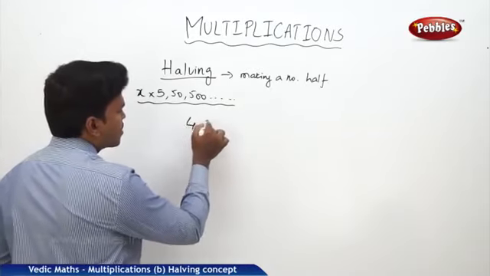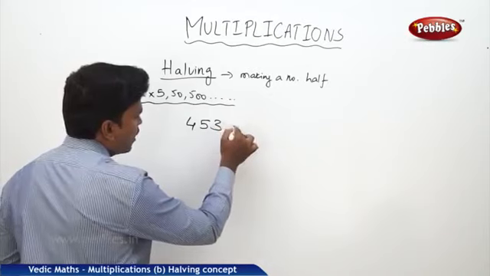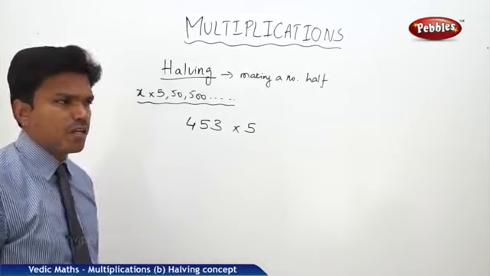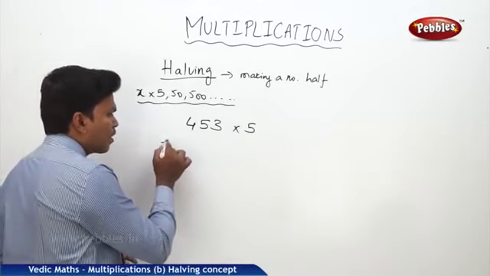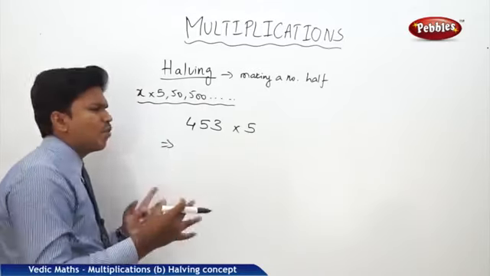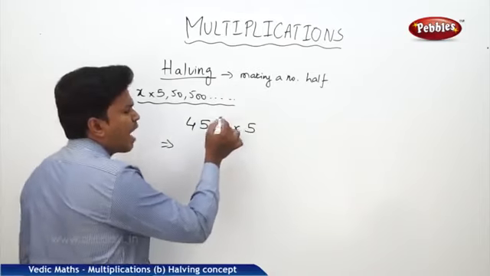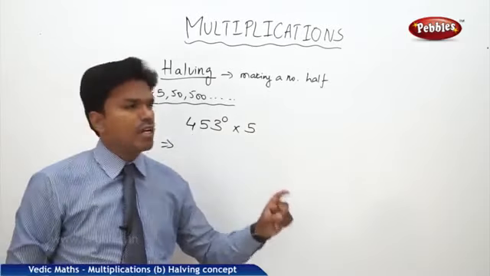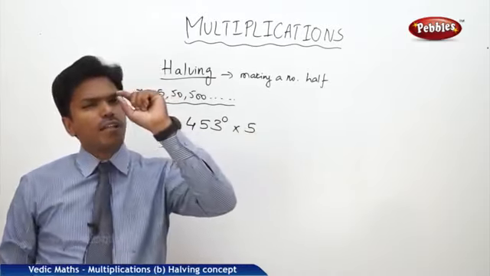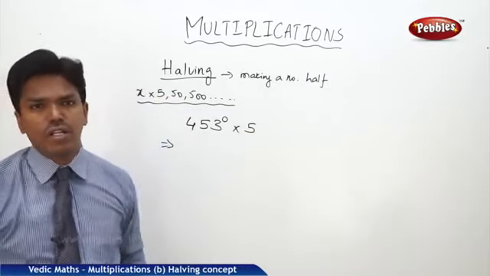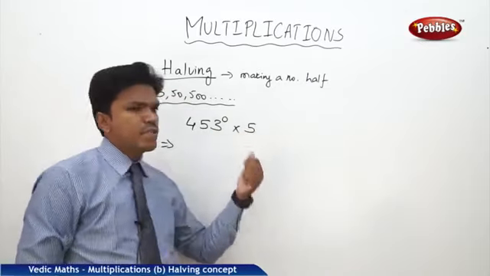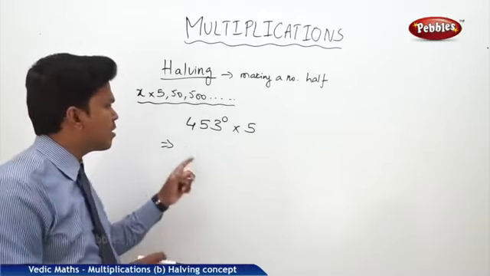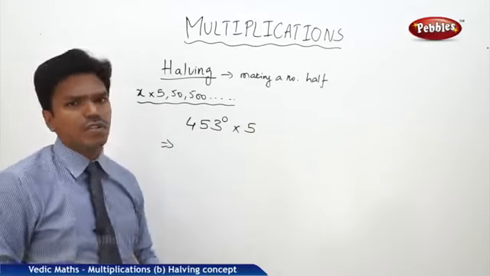I want to multiply 453 into 5. Now see here, how can we do this in an easy and simple way? First, simply add a 0 at the end of the number. So what is the given number? 453. Simply add a 0 at the end of the number, at the top, so that it is visible as a separate thing, but it is actually not there. Simply put a 0 at the end.